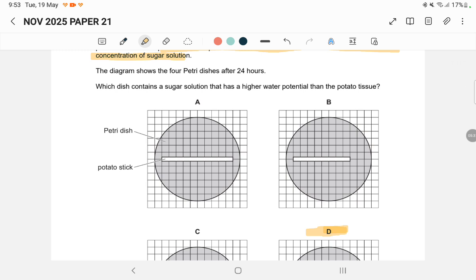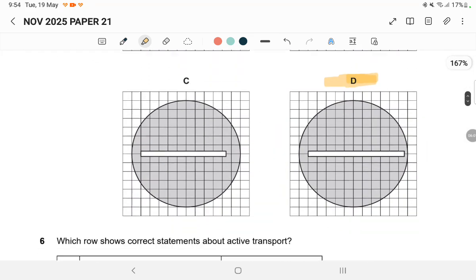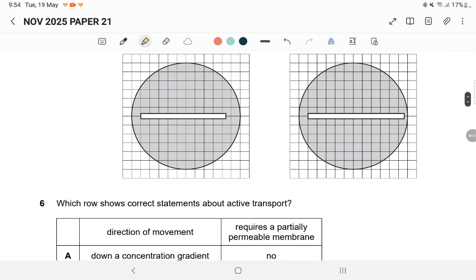They're asking which dish contains a sugar solution that has a higher water potential than the potato tissue. It has a higher water potential than the potato tissue, meaning that the potato tissue will increase in length, because water will move by osmosis down the water potential gradient and enter the potato. So I need that 10 squares to become more than 10 squares, and let us count them one by one.